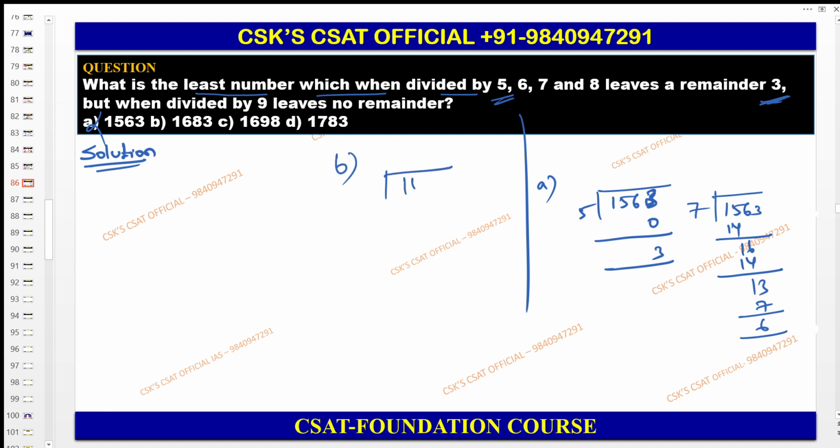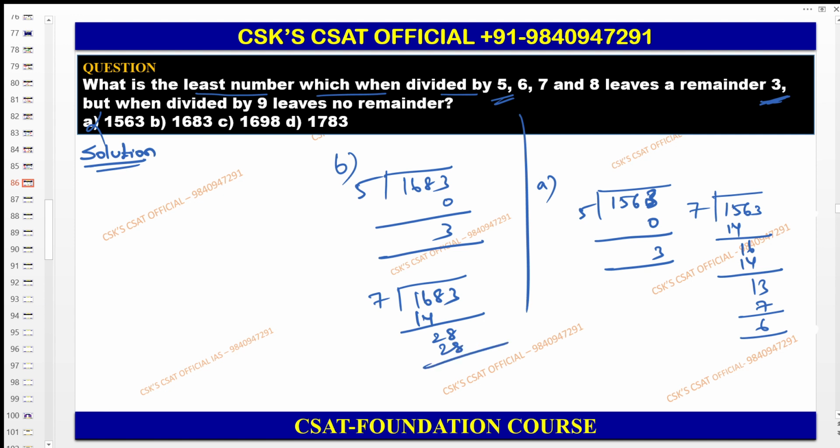1683. Simply I am dividing by 5. Obviously it gives you 3 as the remainder, since for a multiple of 5 the unit place is 0 or 5. So next one, 1683. When I am using the 7 table, let us check here whether it gives you 3 or not. 14 goes, here 2 8, 2 8 goes. The 4 3 is the remainder.